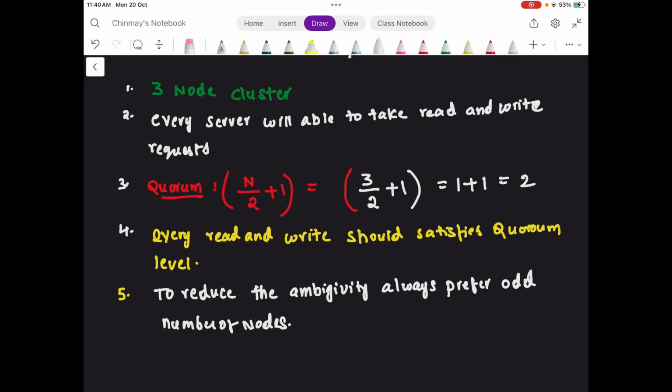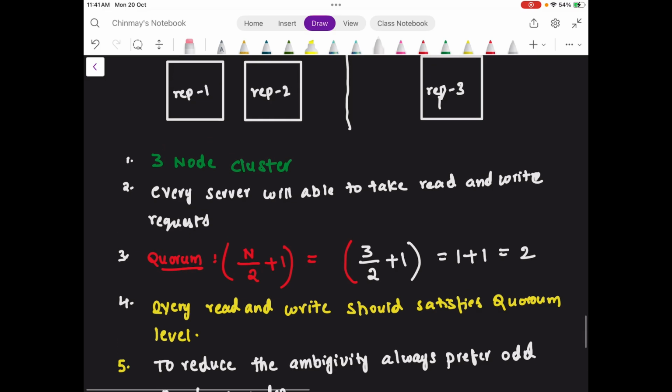Here there is a 3 node cluster. The quorum level is 2. That means to satisfy a write request or read request, 2 nodes should accept. This is what the quorum level says. Every server is able to take the read request and also the write request, because we are operating MySQL in clustering mode.